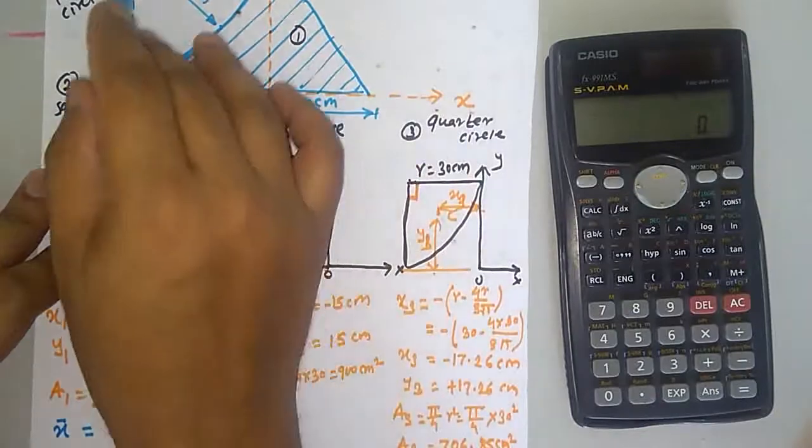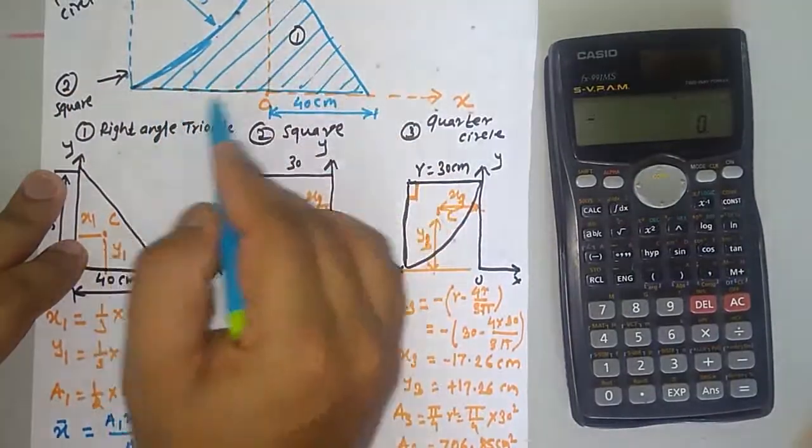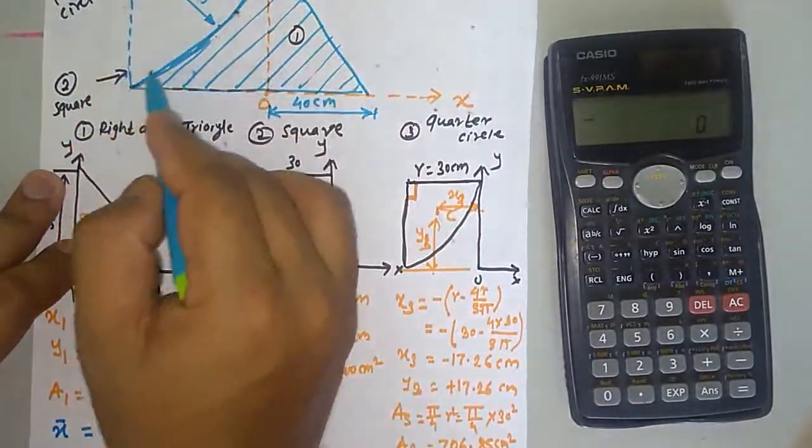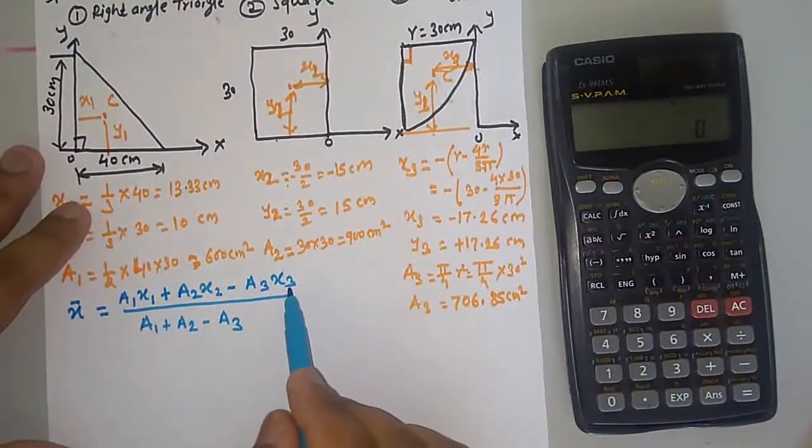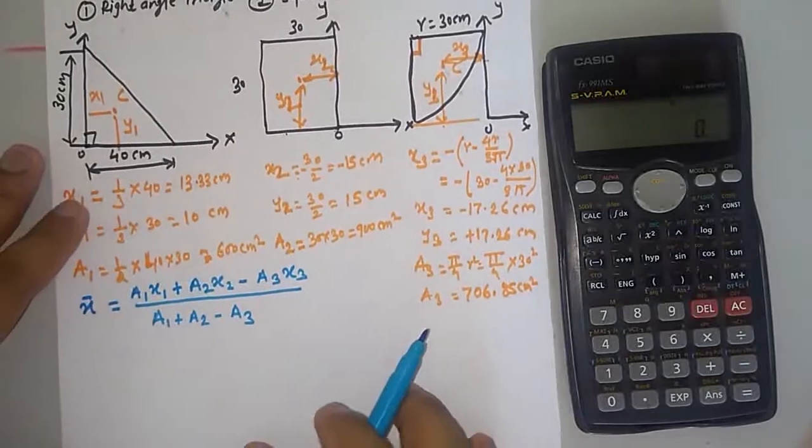Okay, the centroid of this whole area. But what do we want? Only this much. So we need to subtract this quarter circle. So minus a3 x3.